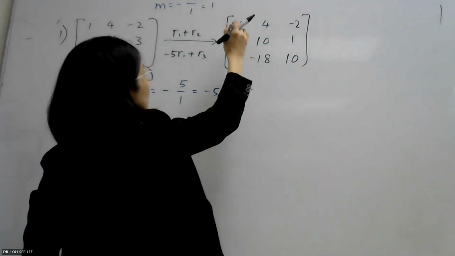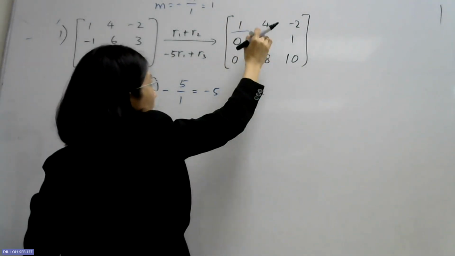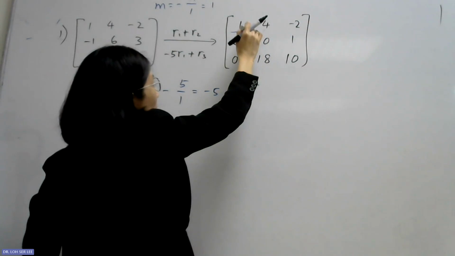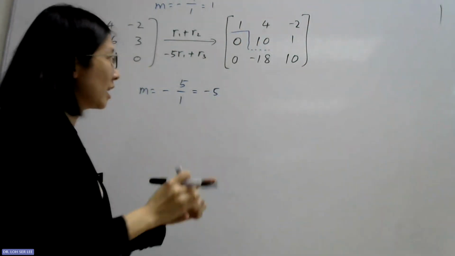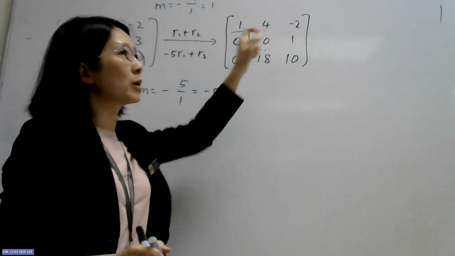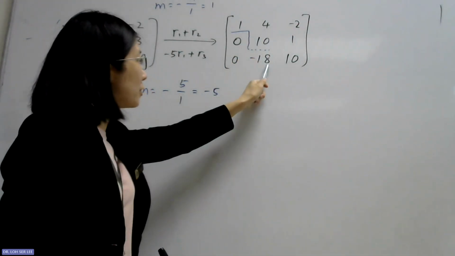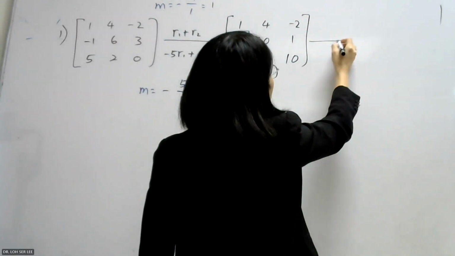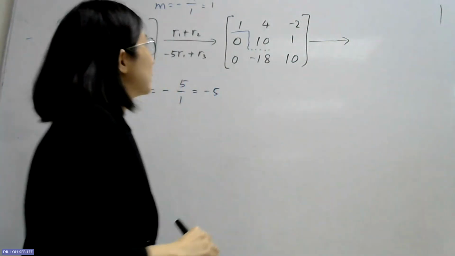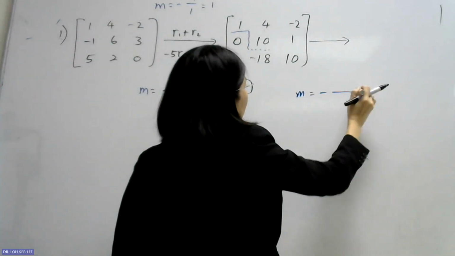The next one. This is non-zero. Whenever there is a non-zero here, you have to go down and then turn right. So now this is your next pivot, and we need to change this into 0. So your M is a negative fraction.